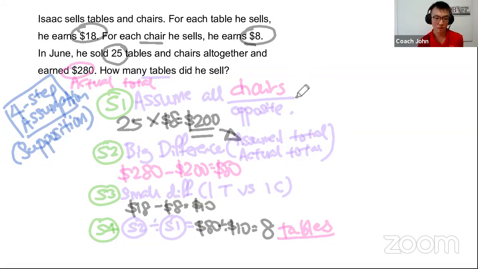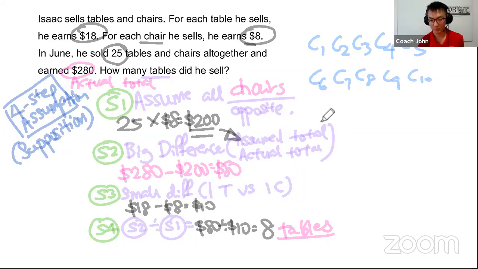So when we assume all are chairs, we have chair 1, chair 2, chair 3, chair 4. You can see where I'm going: chair 5, chair 6, chair 7, chair 8, chair 9, chair 10, and so on, until chair 25. Is this real? It's not real, right? So the total cost is $200.